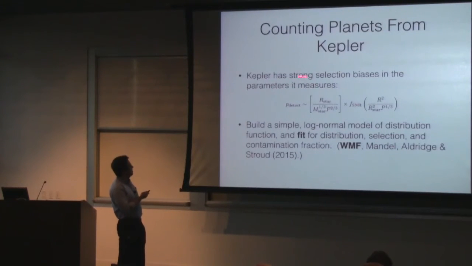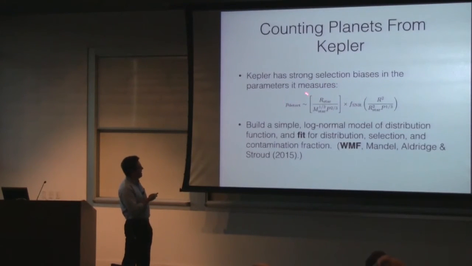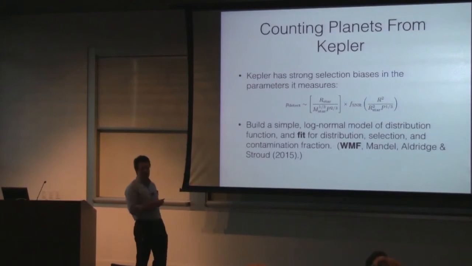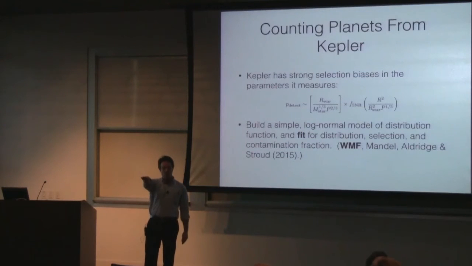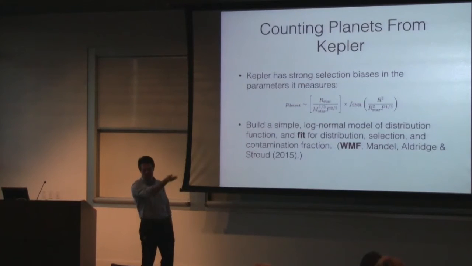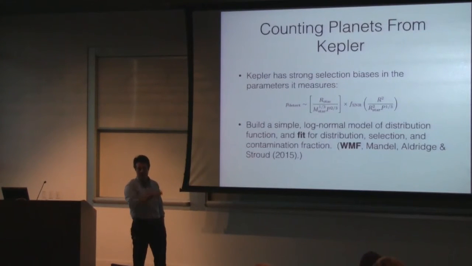Kepler has strong selection biases in the parameters that it measures. Its probability of detecting a planet, at a first approximation, involves two factors. There's a geometric factor. Kepler is a transit mission, so the planet has to come between the star and us in order to see the planet. And the bigger the star is, the more likely that intersection is to happen. And then the further out the planet is, which is represented by this period in the denominator, the more delicate that alignment is, and so the less likely you are to see it.